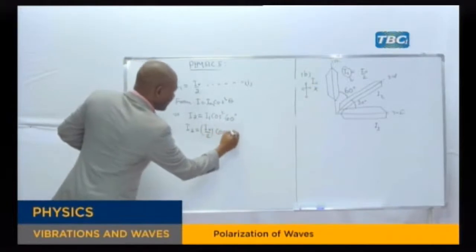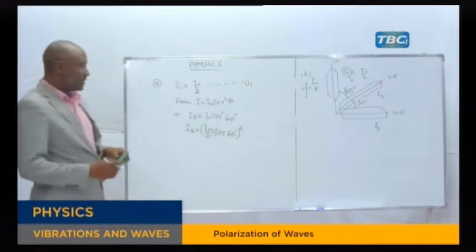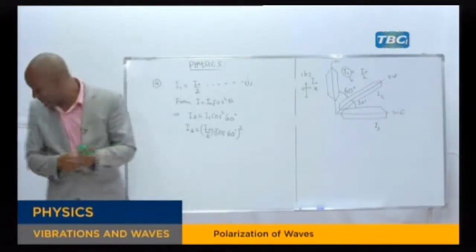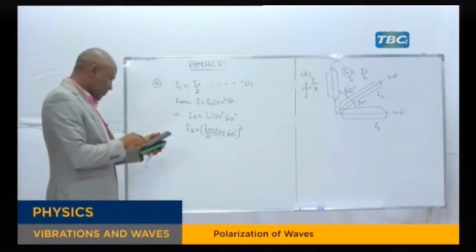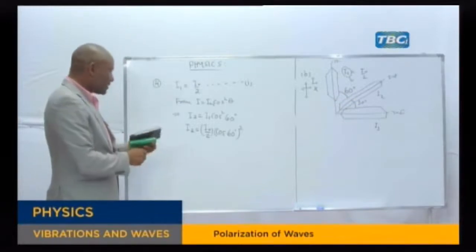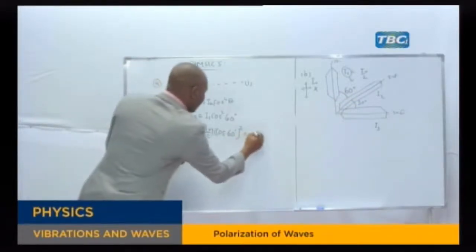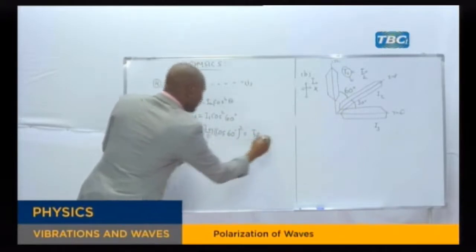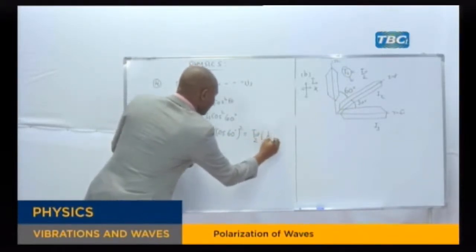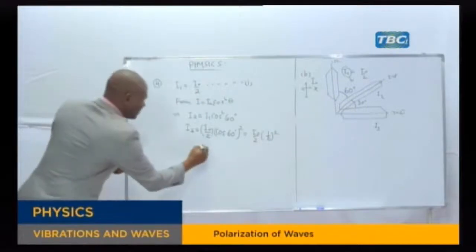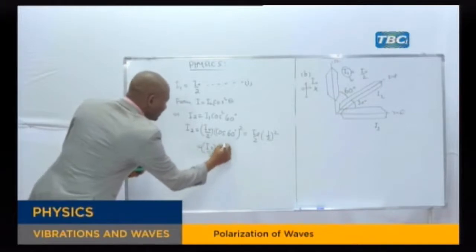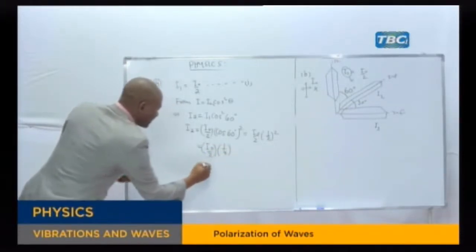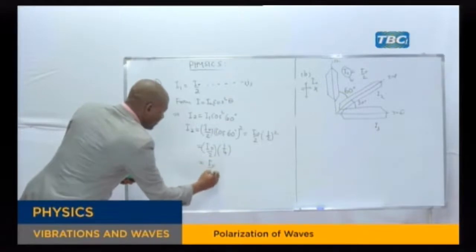cos of 60, and then you square it. You can use your calculator to check that, but even if you don't, you know the cos of 60 is 0.5. So this is a half. I naught over 2 times 0.5 squared, which is a quarter. If you square a half, you get 1 over 4. The answer is I naught over 8.